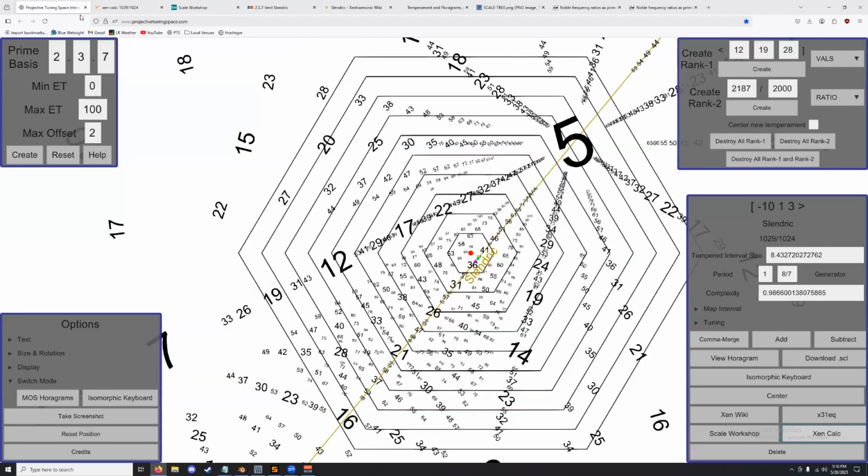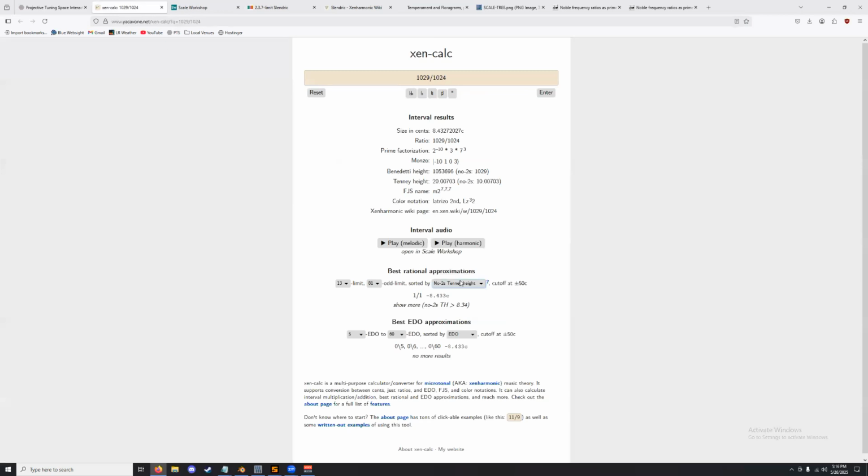Oh, and I forgot that ZenCalc existed. Someone showed me the other day that it gives you a Monzo, and I forgot that I could use that as a tool. I've just been googling things on the ZenWiki, but that looks better.